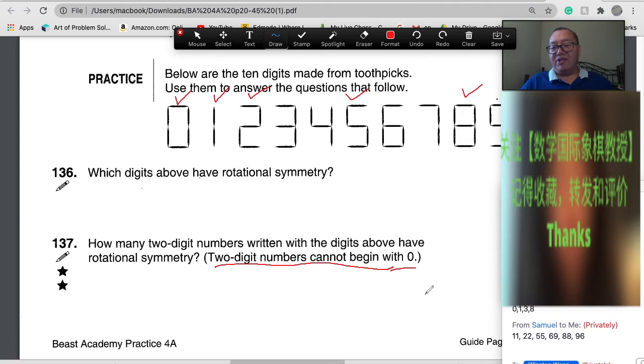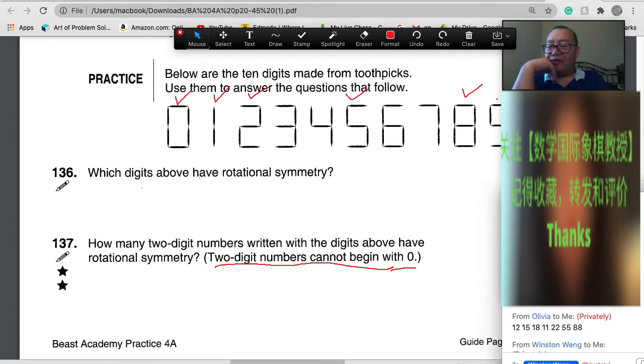Everybody write down. Now let me check. Samuel, okay, this one right, this one right, this one right. Yes, Samuel, you got all of them right. Now let's see. Winston, what you wrote is right, but you missed one. And Olivia, you wrote too many. Some of what you wrote is not rotationally symmetric. You need to check 12, 15, and 18. They're not rotationally symmetric. Samuel got all of them right. Winston now got all of them right.